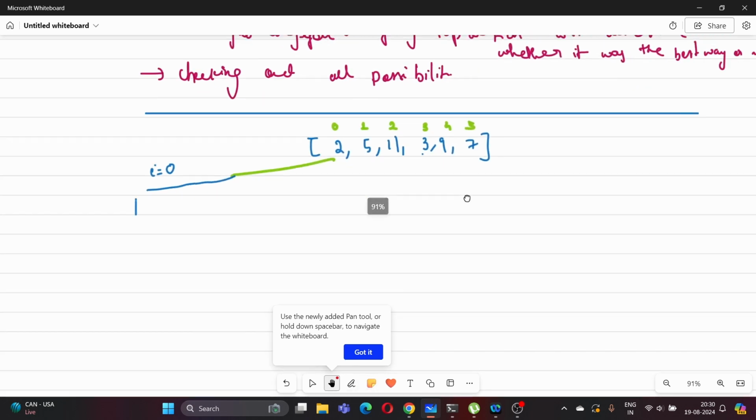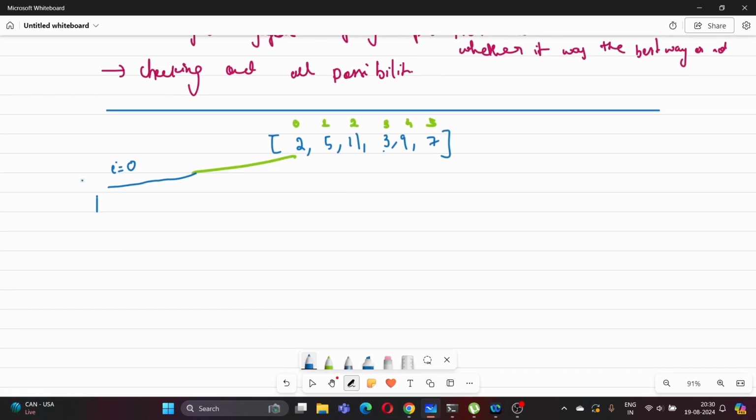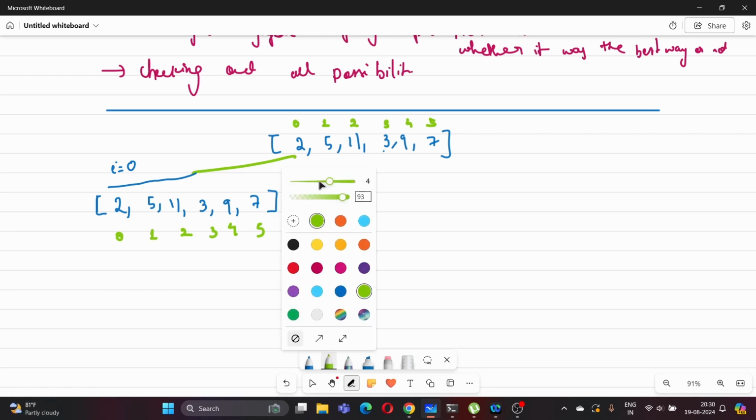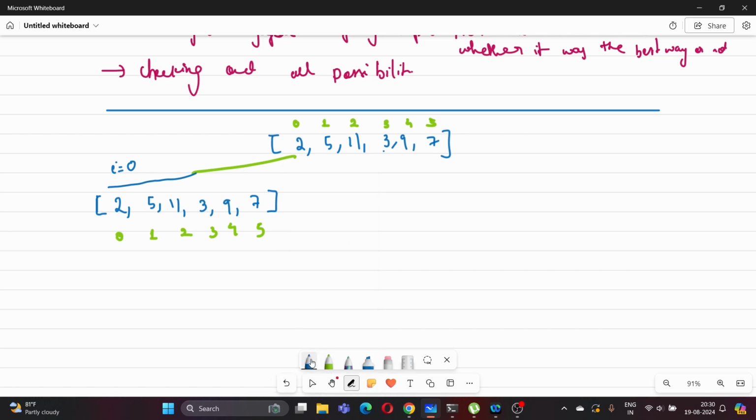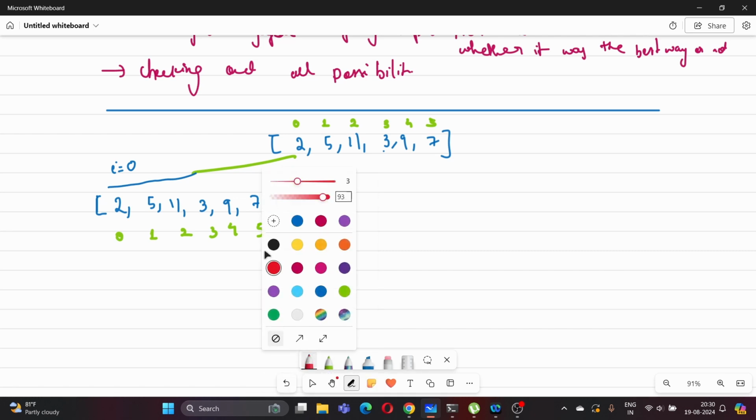So let's see. Okay, fine. Let's just make it the way it is: 2, 5, 11, 3, 9, and 7, right? And the indexing is done in a way that this is 0, this is 1, 2, 3, 4, and 5. Let's reduce the thickness a little bit. Now let's use a different color, red, to draw our partition.